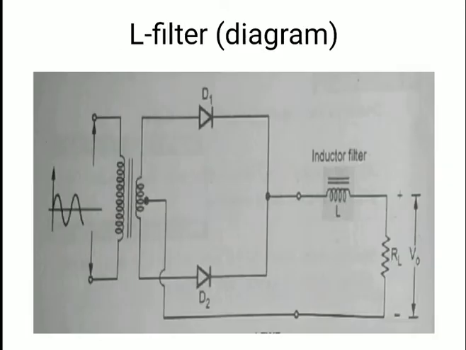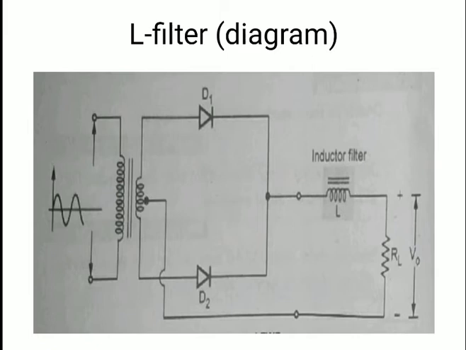Let us see what we mean by the L-type filter. The L-type filter is very simple. The only difference is that we connect the inductor in series with the RL. In the C-type filter we connected the capacitor in parallel, but in the L-type filter, that is the inductor, we connect it in series.